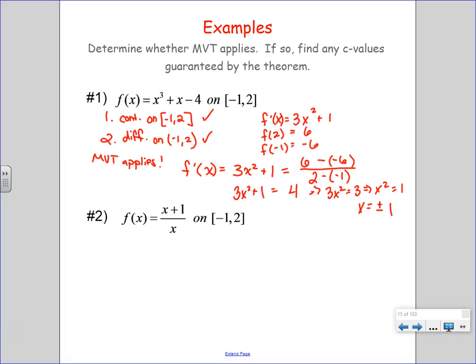No. It's not a C. Why isn't -1 a C? The only guaranteed ones are within the interval. That's right, we're supposed to say, hey, he's C. There we go. -1 was a place where the instantaneous equals the average, but not in between -1 and 2, so forget him. Just 1.